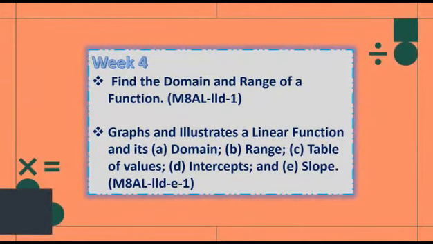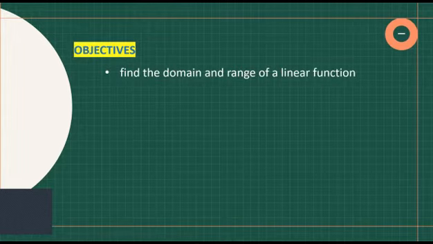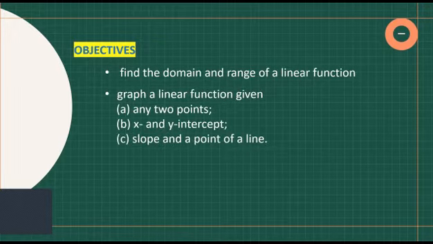Quarter 2, Week 4. Find the domain and range of a function and graphs and illustrate the linear function: domain, range, table of values, intercepts, and slope. The objectives are to find the domain and range of a linear function and graph a linear function given any 2 points, x and y intercept, and slope and a point of a line.